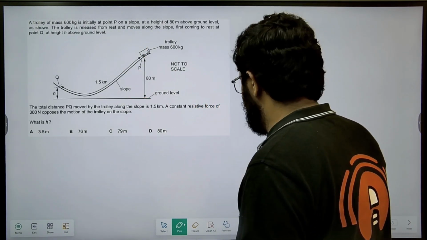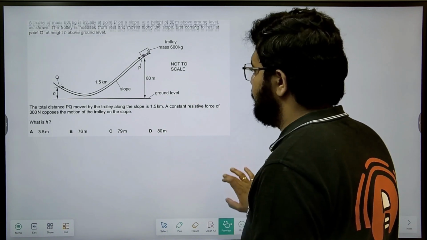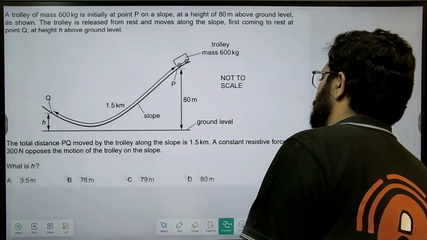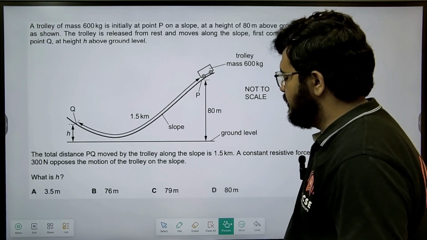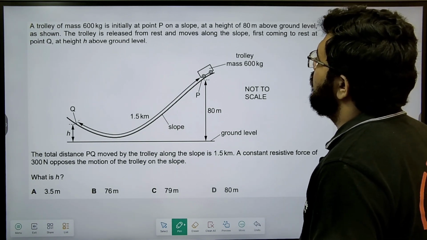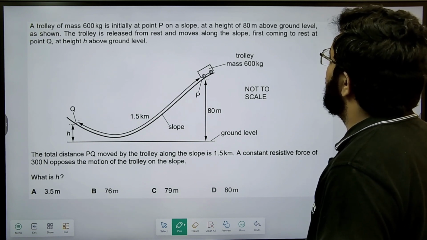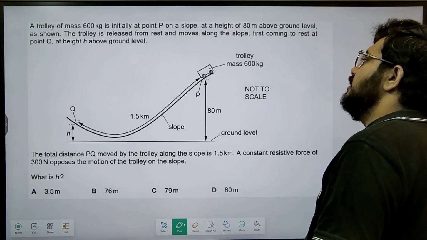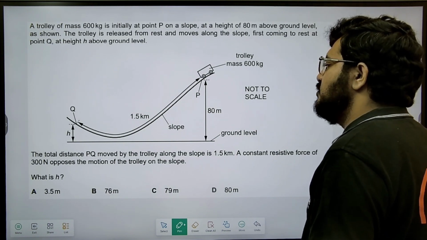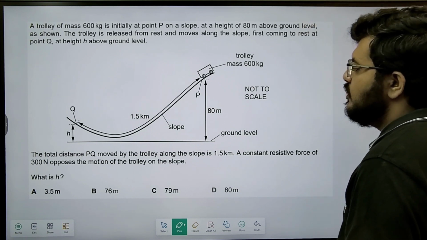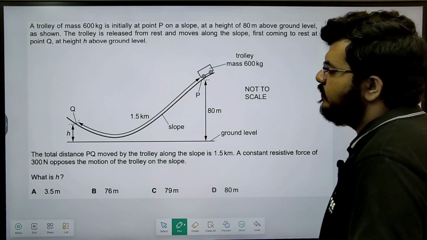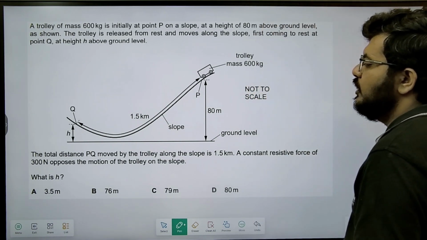Then we have this next question, where it says a trolley of mass 600 kilogram is initially at point P on a slope at a height of 80 meter above the ground level as shown. The trolley is released from rest and moves along the slope, first coming to rest at point Q at height h above the ground level. The total distance PQ moved by the trolley along the slope is 1.5 kilometer. A constant resistive force of 300 Newton opposes the motion of the trolley on the slope.